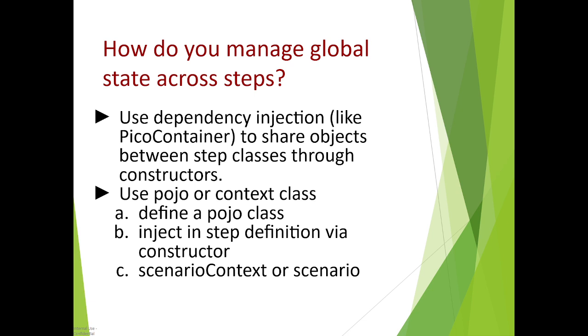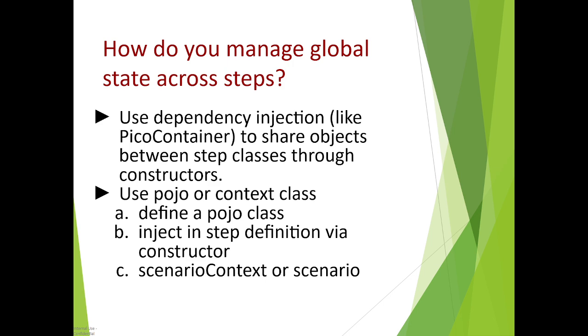So the best practice will be using a POJO or context classes. You can create a custom POJO class to hold the shared variables. Next, you can inject it via constructor using Pico container. Cucumber basically automatically injects shared dependencies between step definition files if we use constructor injection.